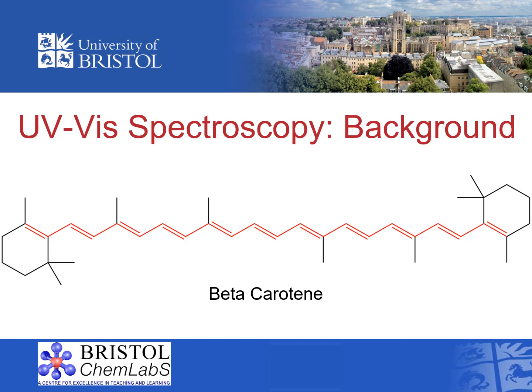For example, beta-carotene, shown here, has 11 conjugated bonds, highlighted in red, and is seen as a red-orange colored molecule. The color comes about due to the conjugated system absorbing lots of the blue end of the spectrum, reflecting the rest of the visible light, which gives it the strong orange color.